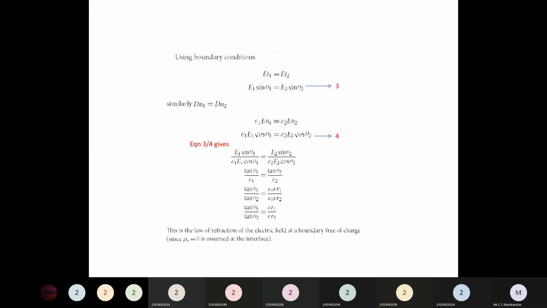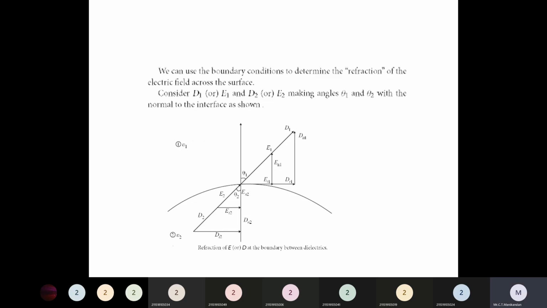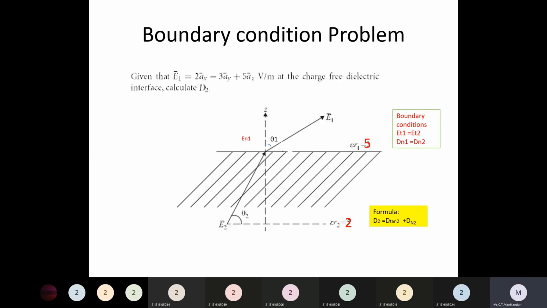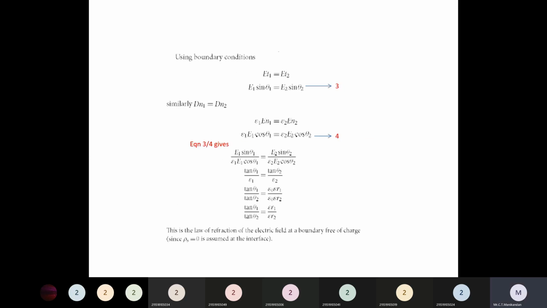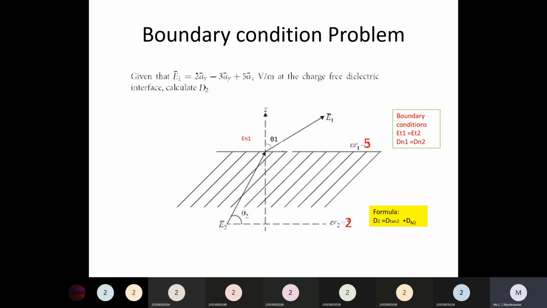Now we will be seeing about the law of refraction. With the known values of two dielectrics, that is the boundary condition, we can find that tan theta 1 by tan theta 2 equals epsilon 2 by epsilon 1. And we can see a model problem relating to this boundary condition.